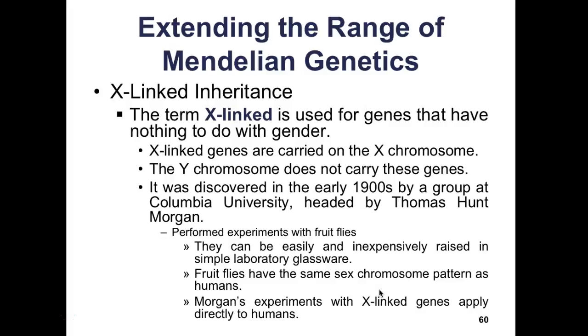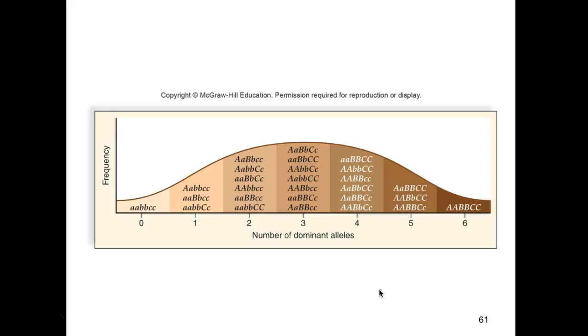Fruit flies can be easily and inexpensively raised in simple laboratory glassware. Fruit flies do have the same sex chromosome patterns as humans, so we can relate a lot of what happens with fruit flies to human studies. Morgan's experiments with X-linked genes applied directly to us as human beings.